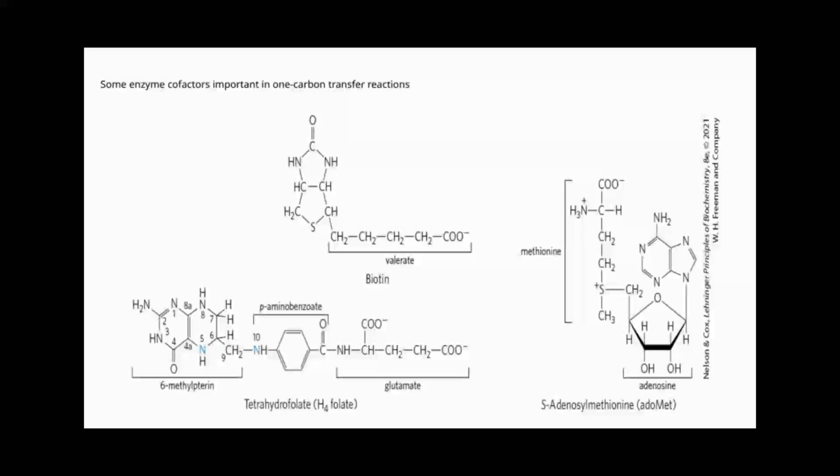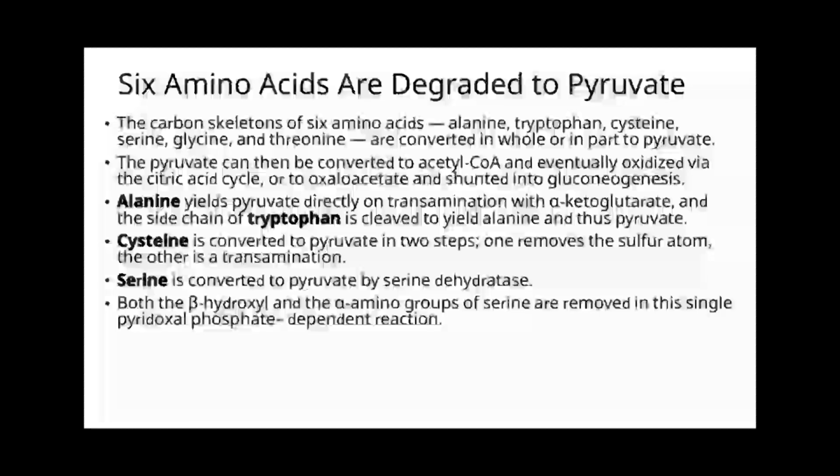Now, let's take a closer look at how 6 specific amino acids are degraded into pyruvate, which is a key metabolic intermediate. The amino acids we're focusing on are alanine, tryptophan, cysteine, serine, glycine, and threonine. These can be converted in whole or in part into pyruvate, linking amino acid catabolism directly to energy production and gluconeogenesis. Starting with alanine, it directly yields pyruvate through a process called transamination with alpha-ketoglutarate.